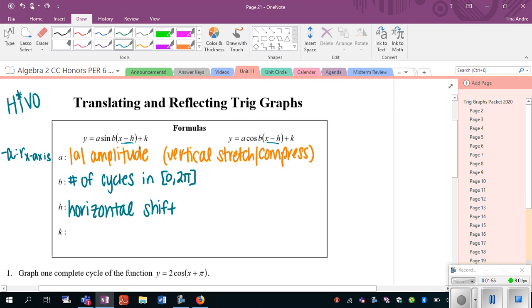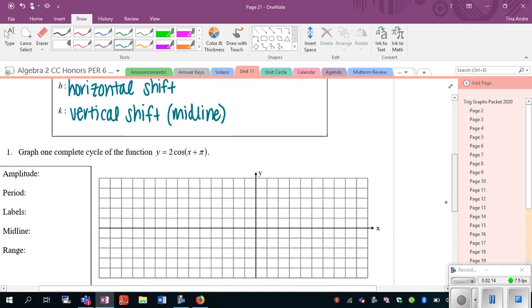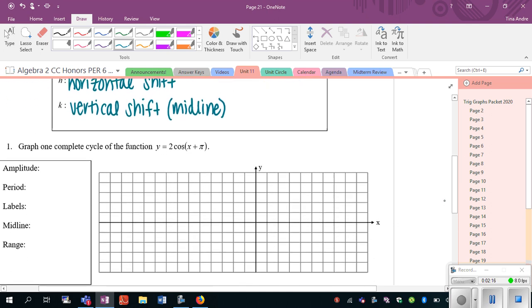And then the k value we saw already when we did our midlines. This is our vertical shift. So today is really going to be tying it all together, taking a graph and now basically having any of these scenarios. So if we look at this first example, we want to graph one complete cycle of this function.